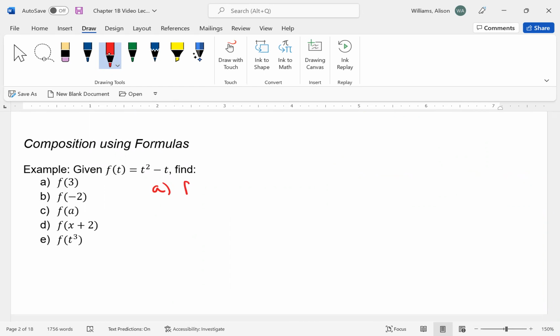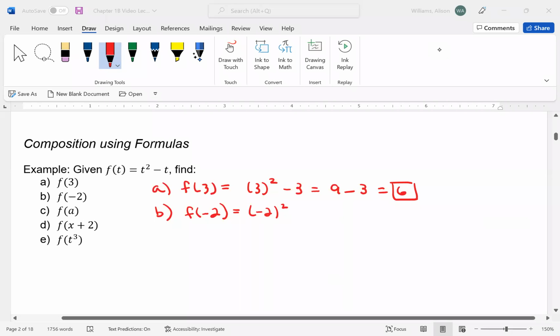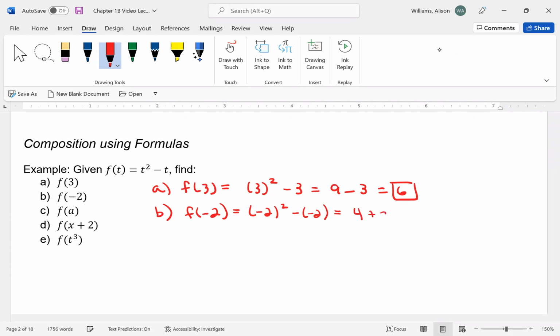So let's start with f of 3. That means we're going to plug 3 into t. So that's going to become 3 squared minus 3, which is 9 minus 3, which is 6. So that one wasn't too bad. f of negative 2 means we plug negative 2 in for t. And here, when we plug it in for t, negative 2 squared is 4. Negative 2 becomes plus 2. And again, we get 6.